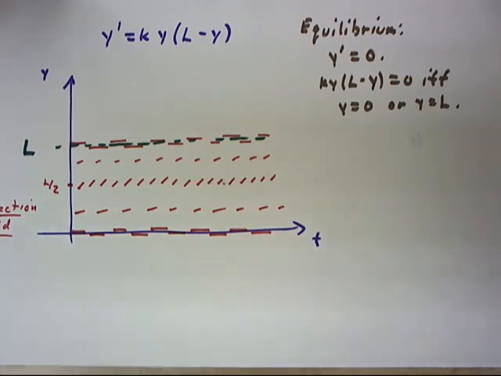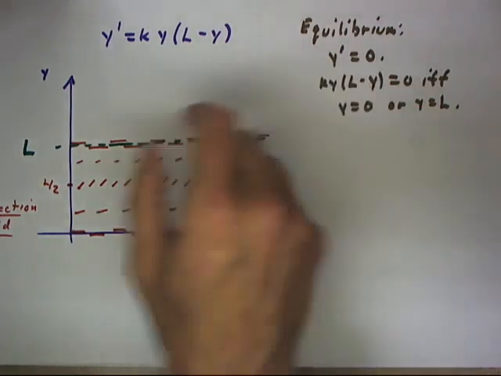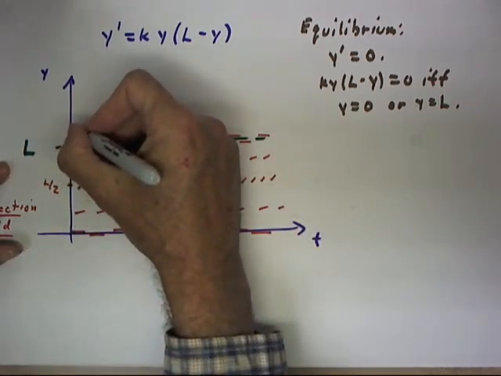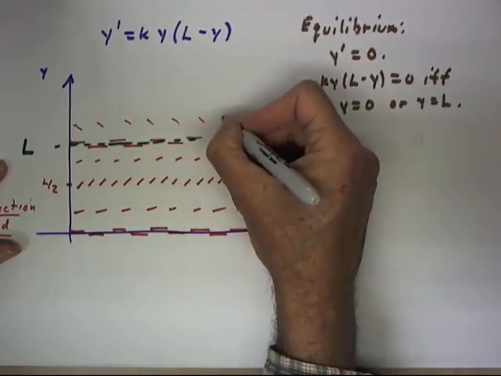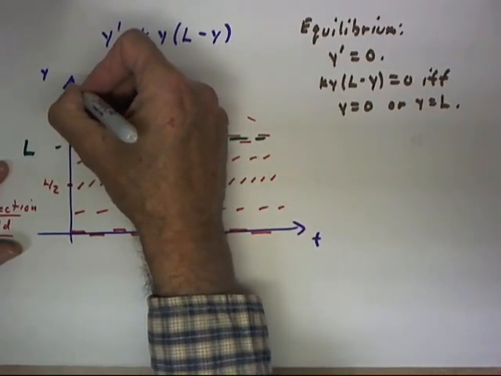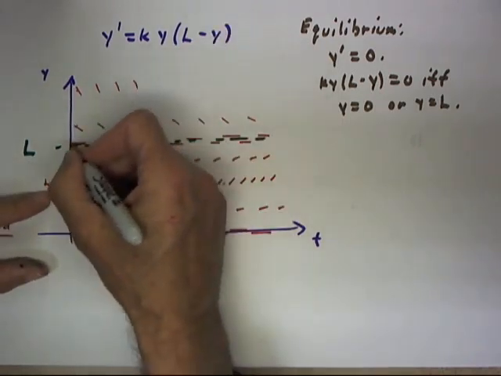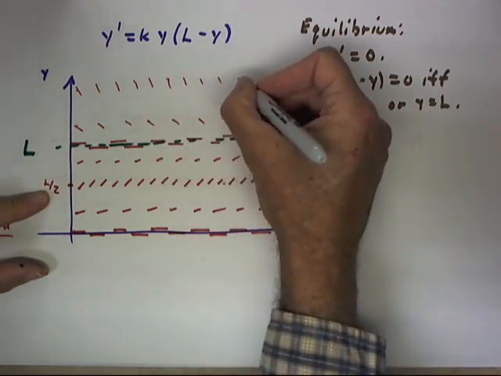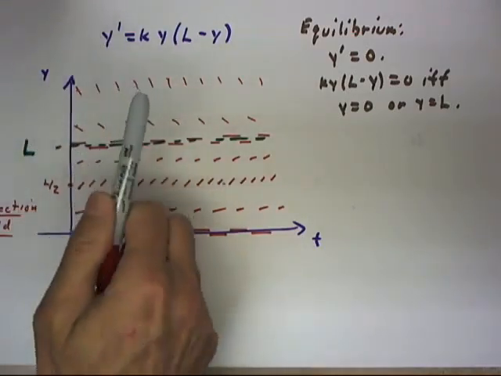We can also see, and we're not going to actually evaluate it, that if y is bigger than L, then this becomes negative. And the graph of y versus t will then have a negative slope, and our slope field is going to start looking something like this. We're going to have negative slopes above the y equals L line, and they're going to get greater pretty fast, so that by the time we get up to y equals 2L, this slope field is going to look almost vertical.